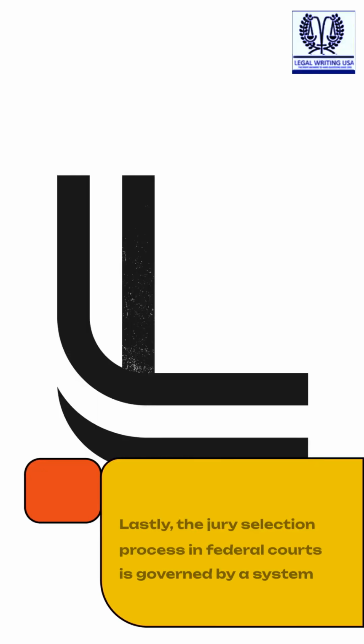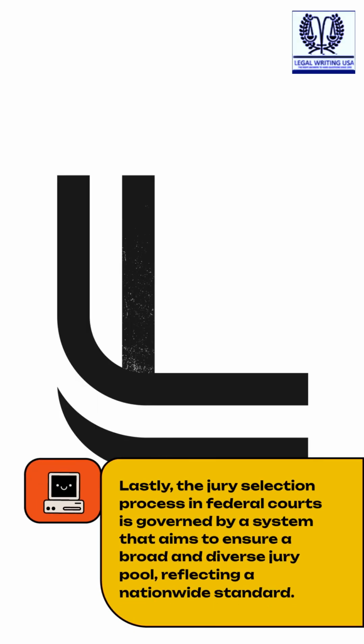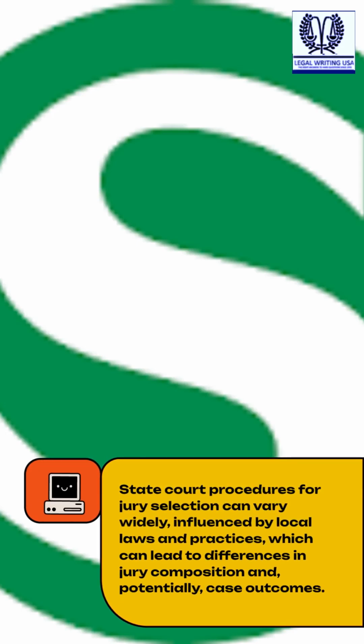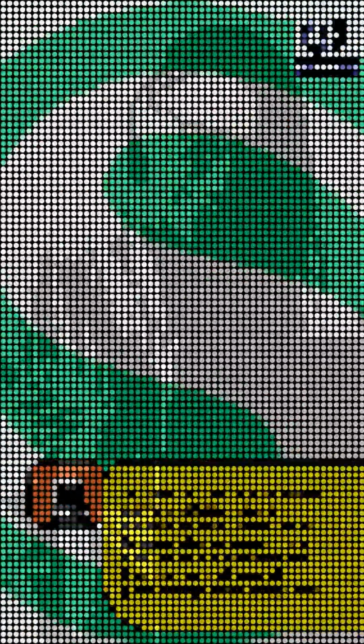Lastly, the jury selection process in federal courts is governed by a system that aims to ensure a broad and diverse jury pool, reflecting a nationwide standard. State court procedures for jury selection can vary widely, influenced by local laws and practices, which can lead to differences in jury composition and, potentially, case outcomes.